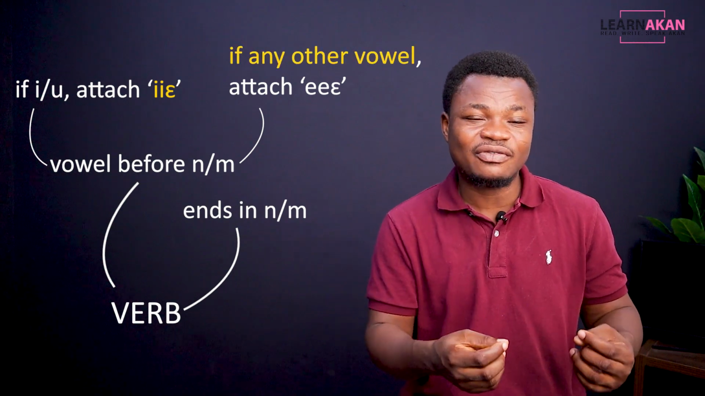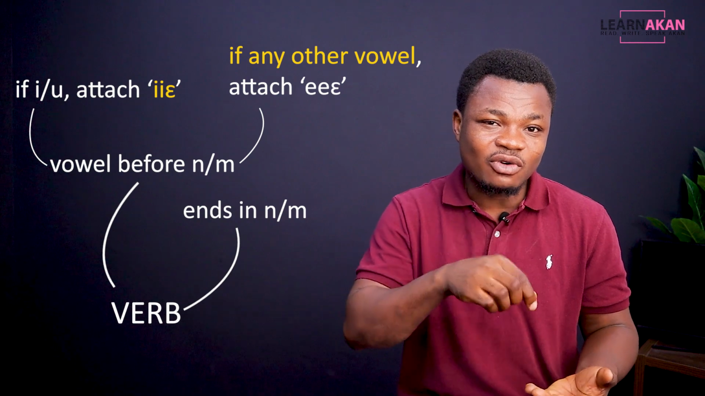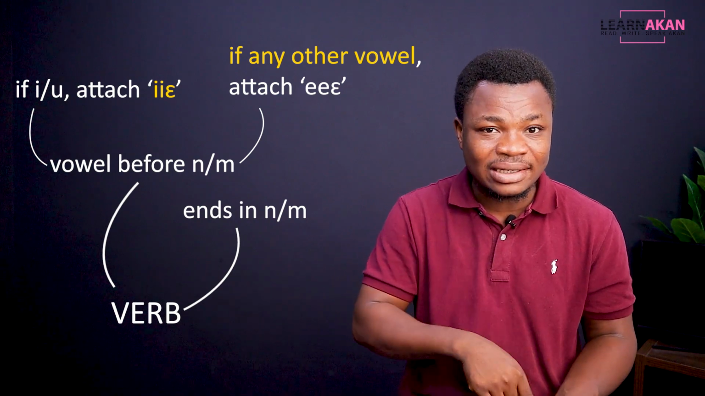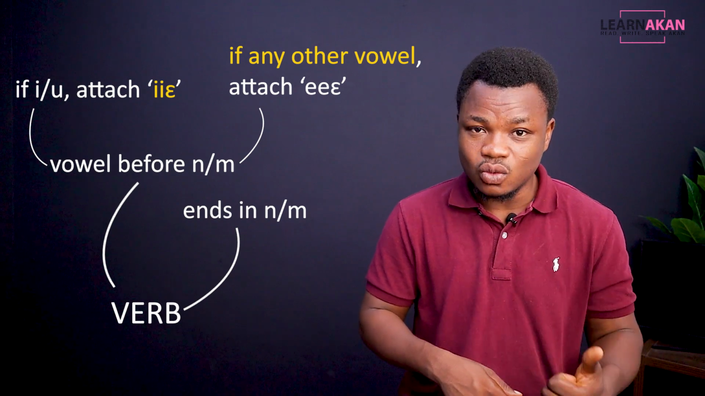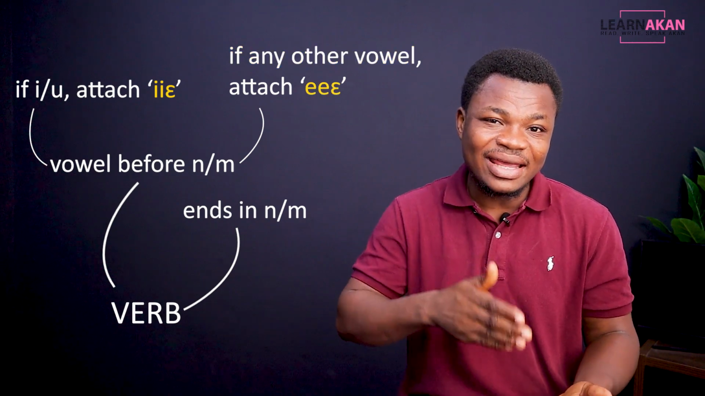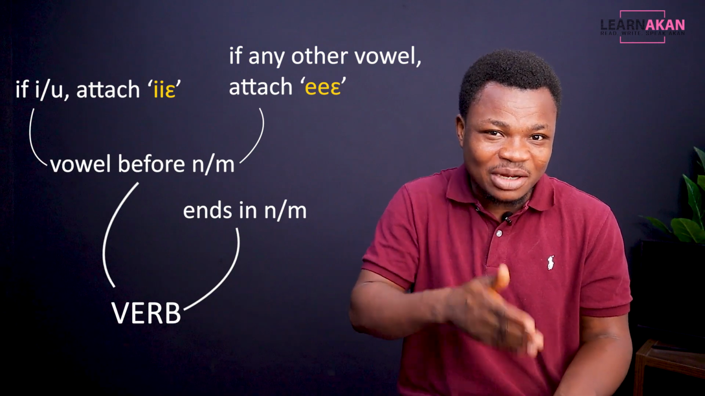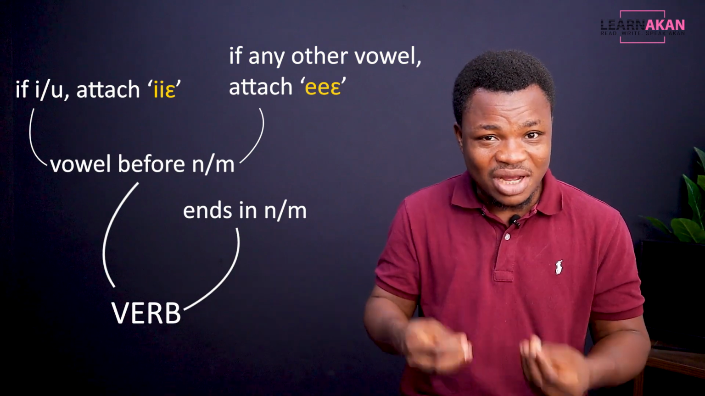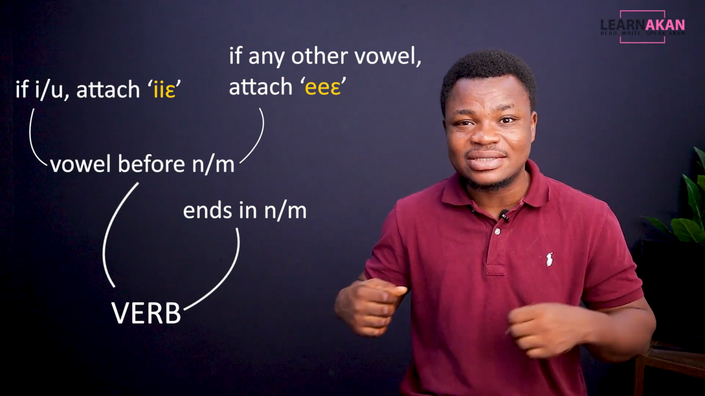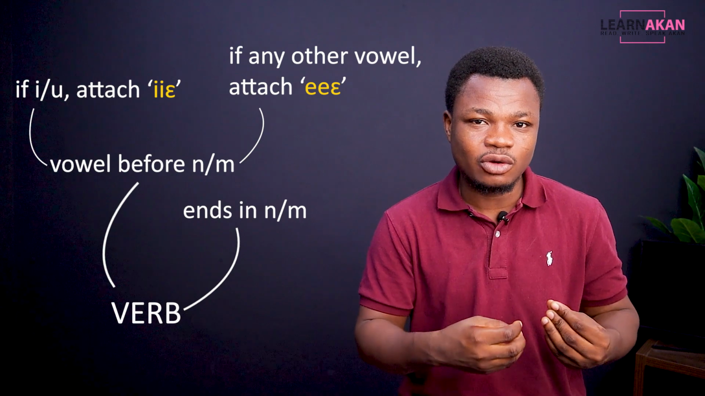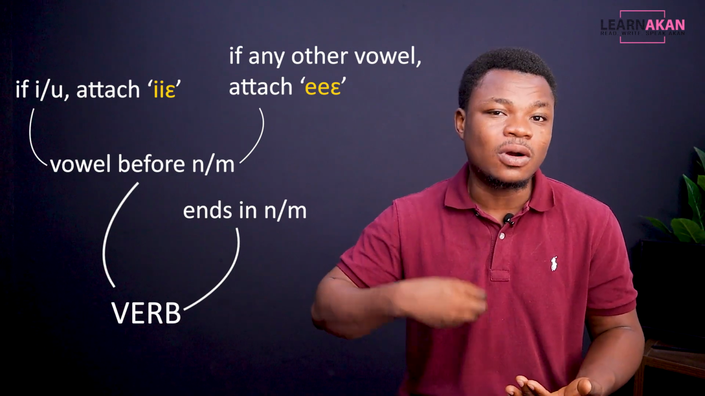Otherwise, if the vowel that comes before the final nasal is neither an E nor an U, then attach AE to the end of that particular verb to form its past tense. Again, in that kind of environment, and by that kind of environment, I mean if it's not being followed by an object or an adverbial.